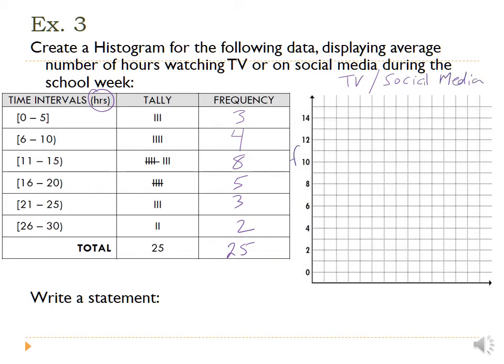Label your axes. Your y-axis is always frequency. And down below, we'll call this time. Start with black, doesn't matter what color. So this is 0 to 5. And one thing, we should put the units, time in hours. So 0 to 5, there was 3, so we'll make a bar up to 3.